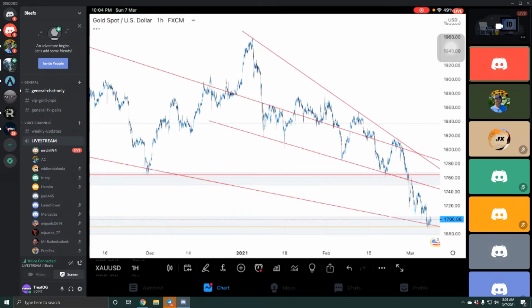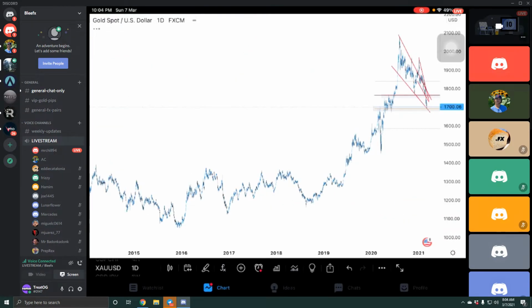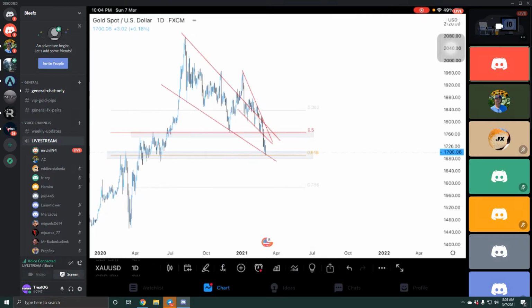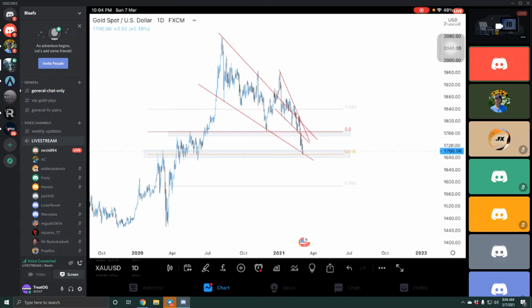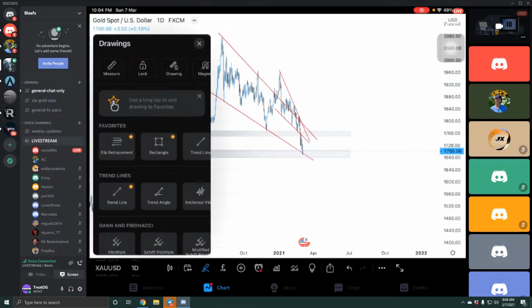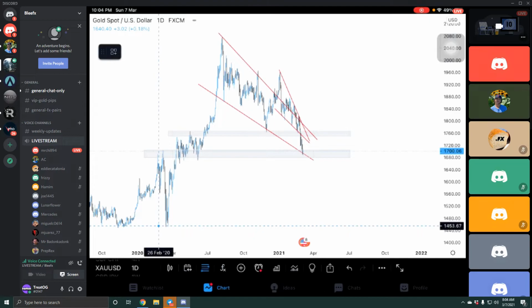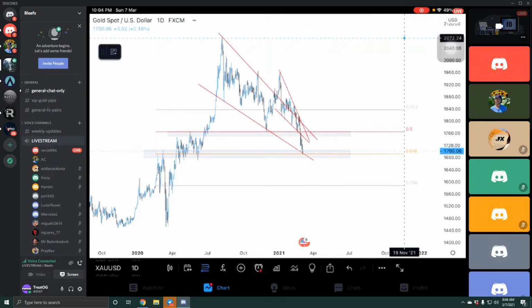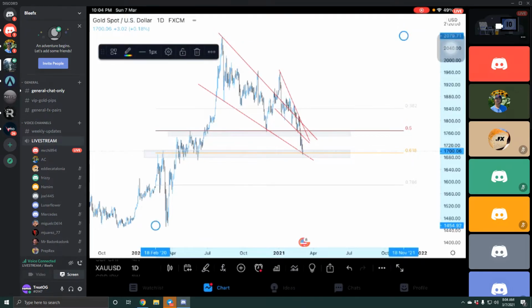Okay, we go to the daily. Look at where it stopped from the previous impulse, from the low. I just take out all the Fibonacci. From the low to the high, 61.8. So the correction is almost complete. The correction to the downside is almost complete.